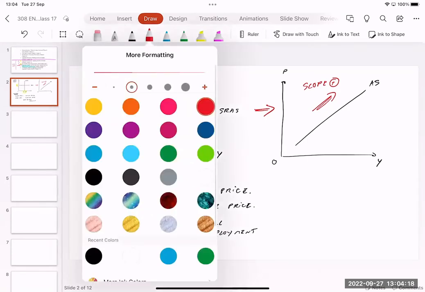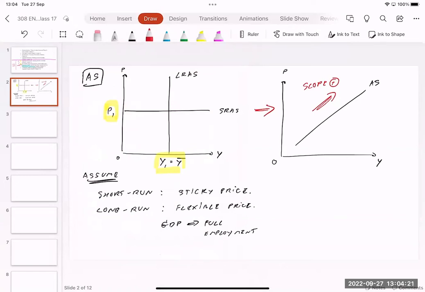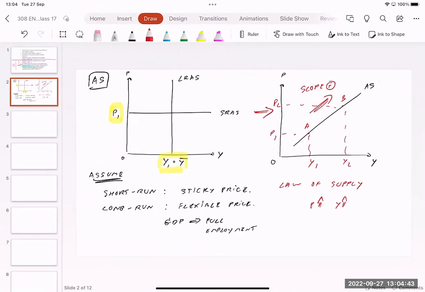The reason they have the positive slope is that they follow the law of supply, point A and point B. If the price is low, firms are going to produce less. If the price is high, they're going to produce more. This is the simple law of supply. If P goes up, Y goes up. If P goes down, Y goes down. This is the reason why they have the positive slope.